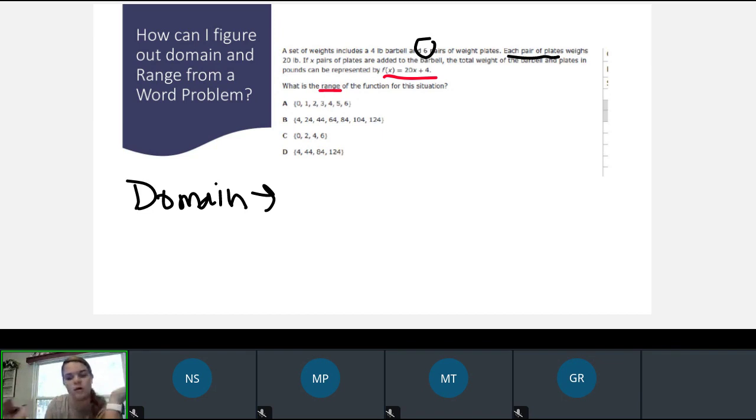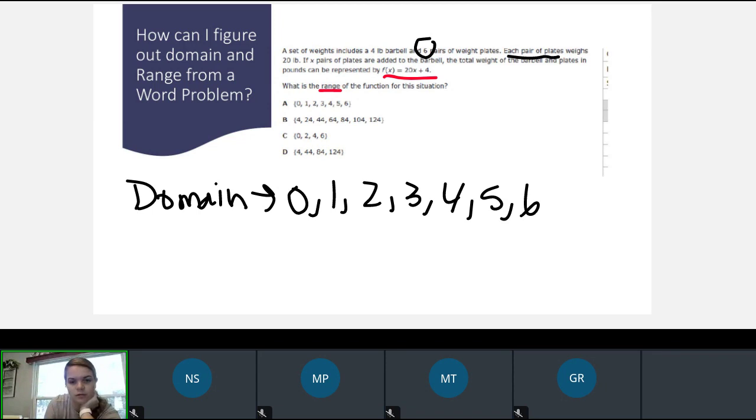This is not going to be an inequality because we have to either put on 0 pairs, 1 pair, 2 pair, right? They are pairs. So we can't split them in half. We can't have 2.4 pairs. Okay, so it has to be whole numbers. So our domain, we could put on 0, 1, 2, 3, 4, 5, or 6.